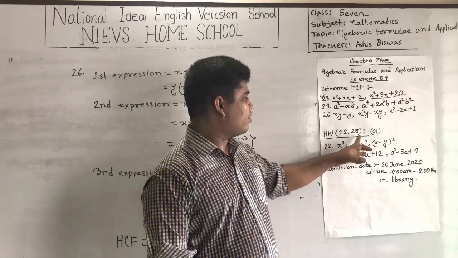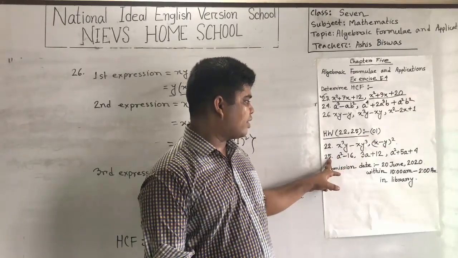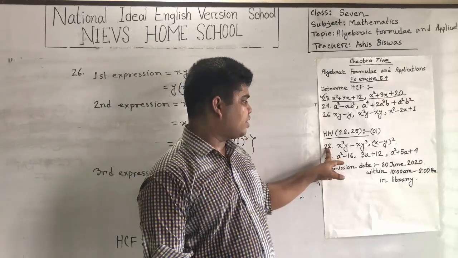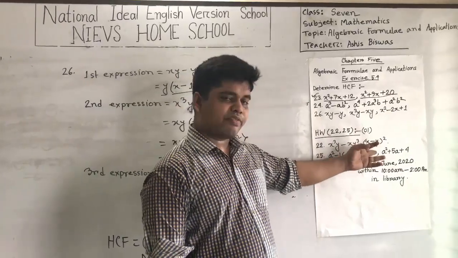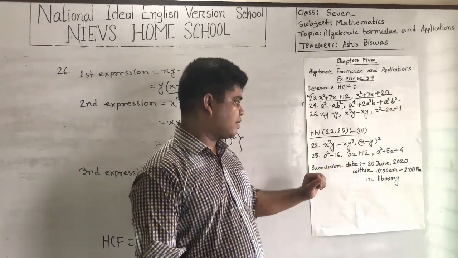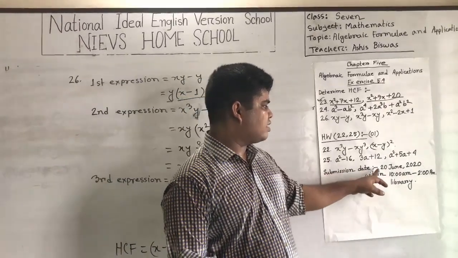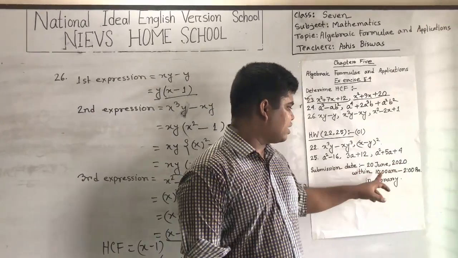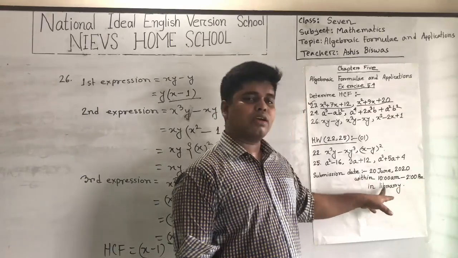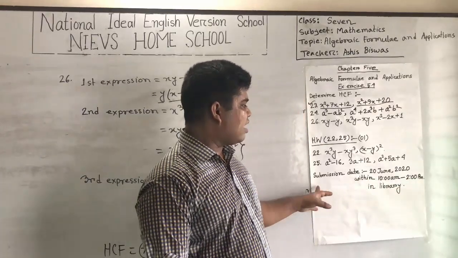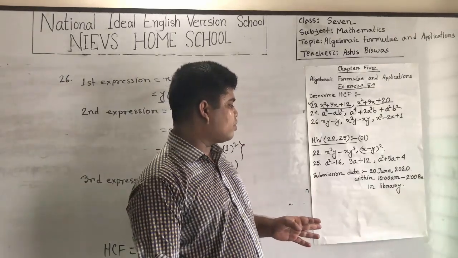Our SW1 has two questions, question number 22 and question number 25. In order to solve 22, you first write the first expression, then you resolve it into factors, then you write the second expression, resolve it into factors, then we find out the HCF. And similarly for 25. Your submission date is 20 June 2020, Sunday, between 10 a.m. and 2 p.m. in the library. Your guardians or any other person can submit your SW in our school library.